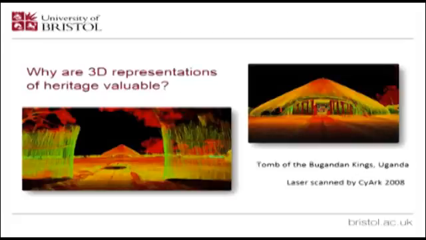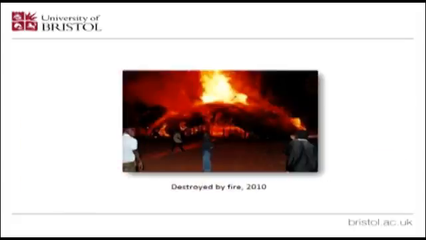So firstly, I'd like to talk about why 3D representations of heritage are valuable, and I think this is a really good example. So this is a traditional tomb, thatched roof, a huge building, which was in Uganda, which was scanned by a company called SciArc using a laser scanner in 2008, and it's a really rich, detailed model. This is the same structure 2010, so unfortunately it was largely destroyed by fire, which is not exceptional considering how the thing was built, the materials it was made of.